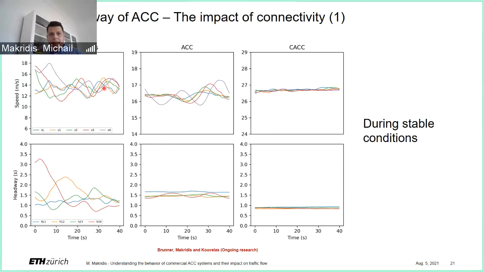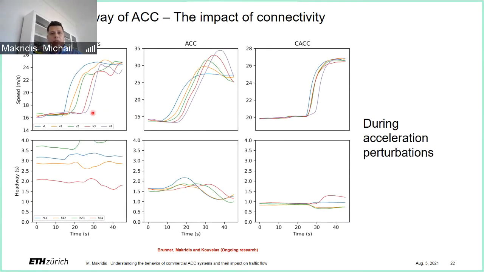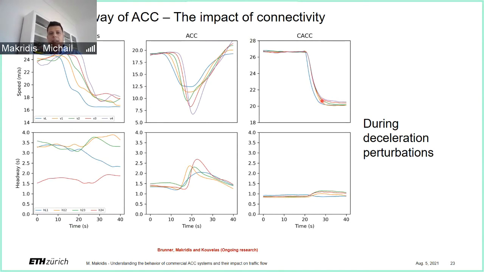Let's put also the connectivity in place, and we see on the top row the speed profile for human, ACC, and CCC driven vehicles in stable state, no perturbation. You see how the variation reduces, but we see some more oscillations here, the amplification as we go upstream. And here, CCC is like keeping the best out of the two worlds. This is the headway, the same, which is by the way much, much lower than the ACC headway, the headway of CCC. Now we see an acceleration perturbation, so going from a lower speed to a higher one. Again, we observe how much more homogeneous the CCC profile is on the speed and the headway, and the same for the deceleration perturbation.